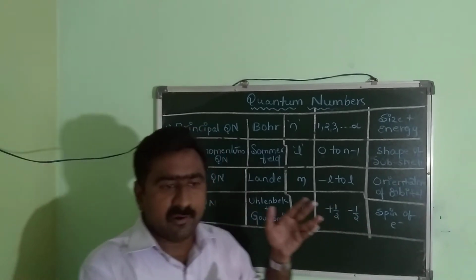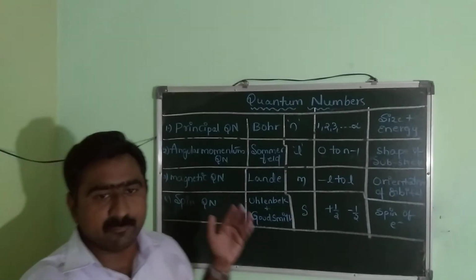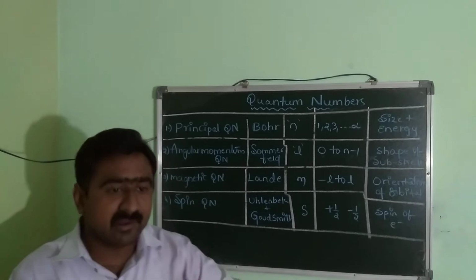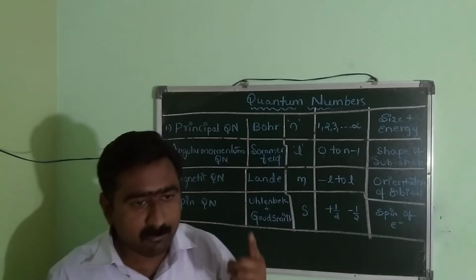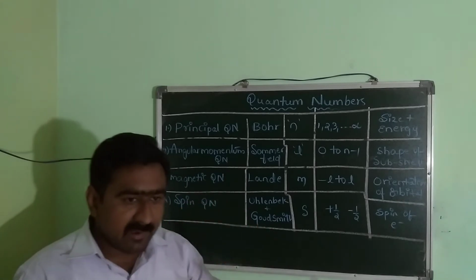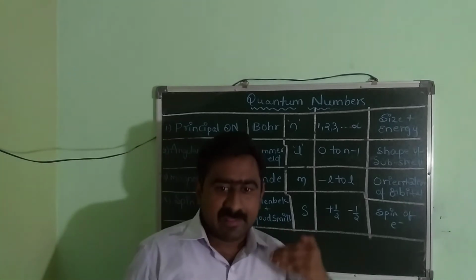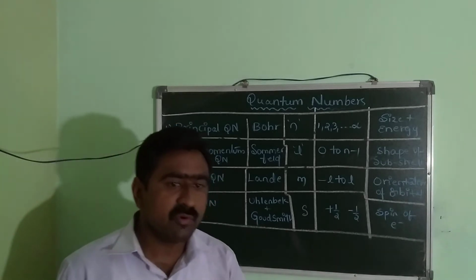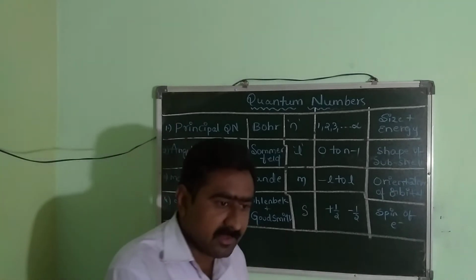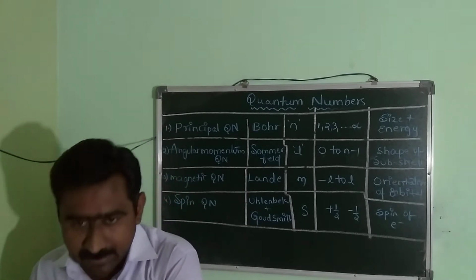So if you want to know about the angular momentum quantum number, how do we write it? The angular momentum quantum number is the second quantum number which was developed by the scientist Sommerfeld, and it is denoted by the letter L, and the minimum and maximum values of L are 0 to n-1. So where 0 is the minimum value, n-1 is the maximum value.